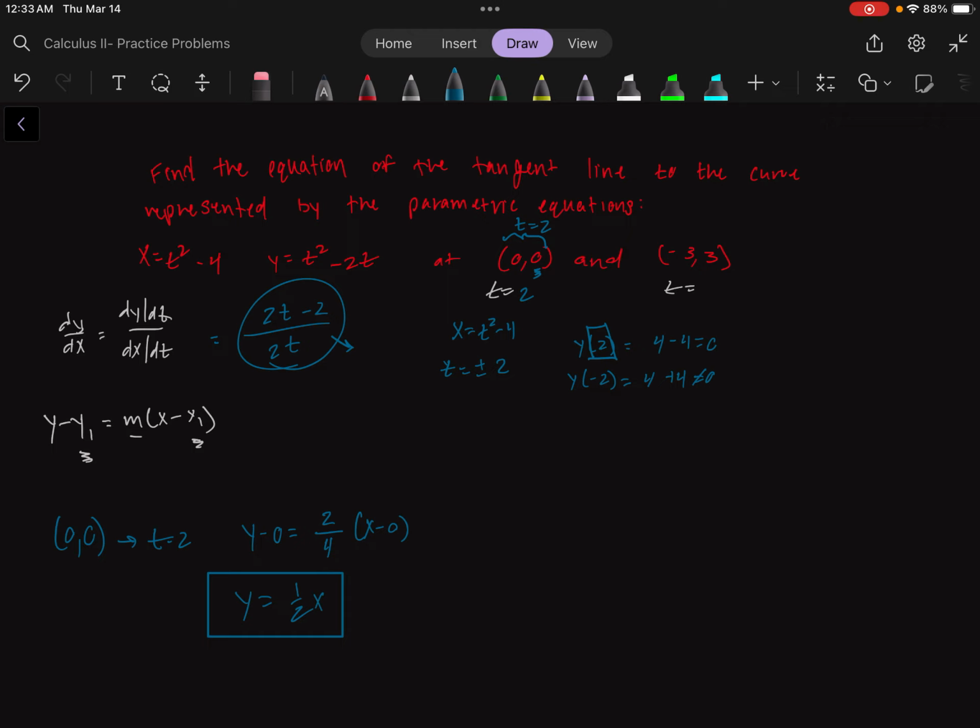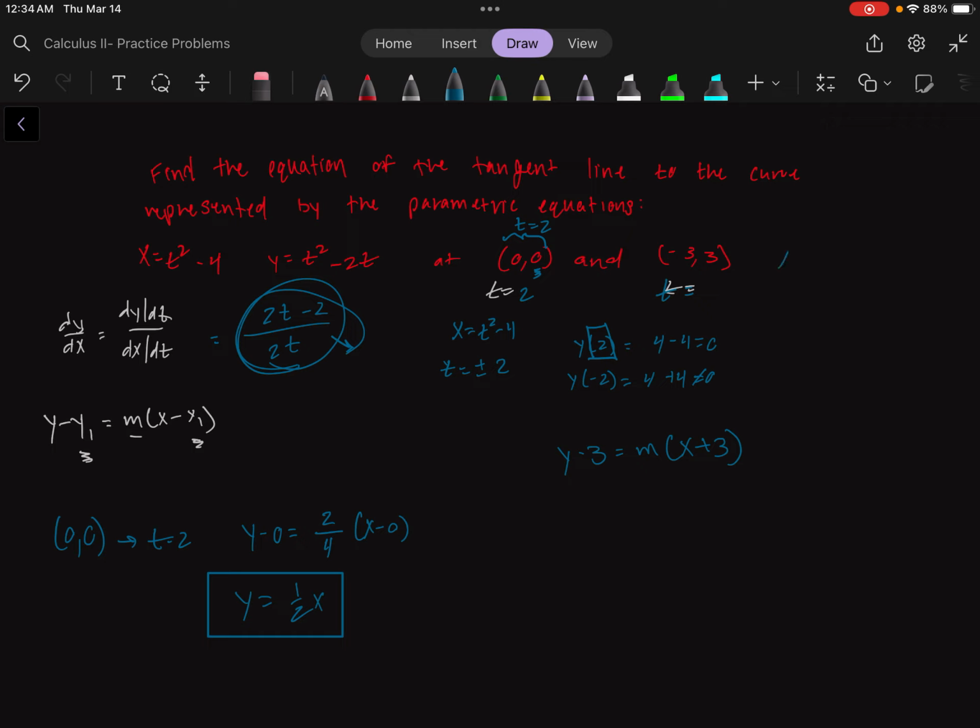So the only thing that's going to change for this one is, of course, we have y minus 3 equals m times x plus 3. We just have to figure out what m is again. Well, we have the function for m. We just need to know what t value to evaluate it at. So what t value would give us a negative 3 for x and a positive 3 for y?